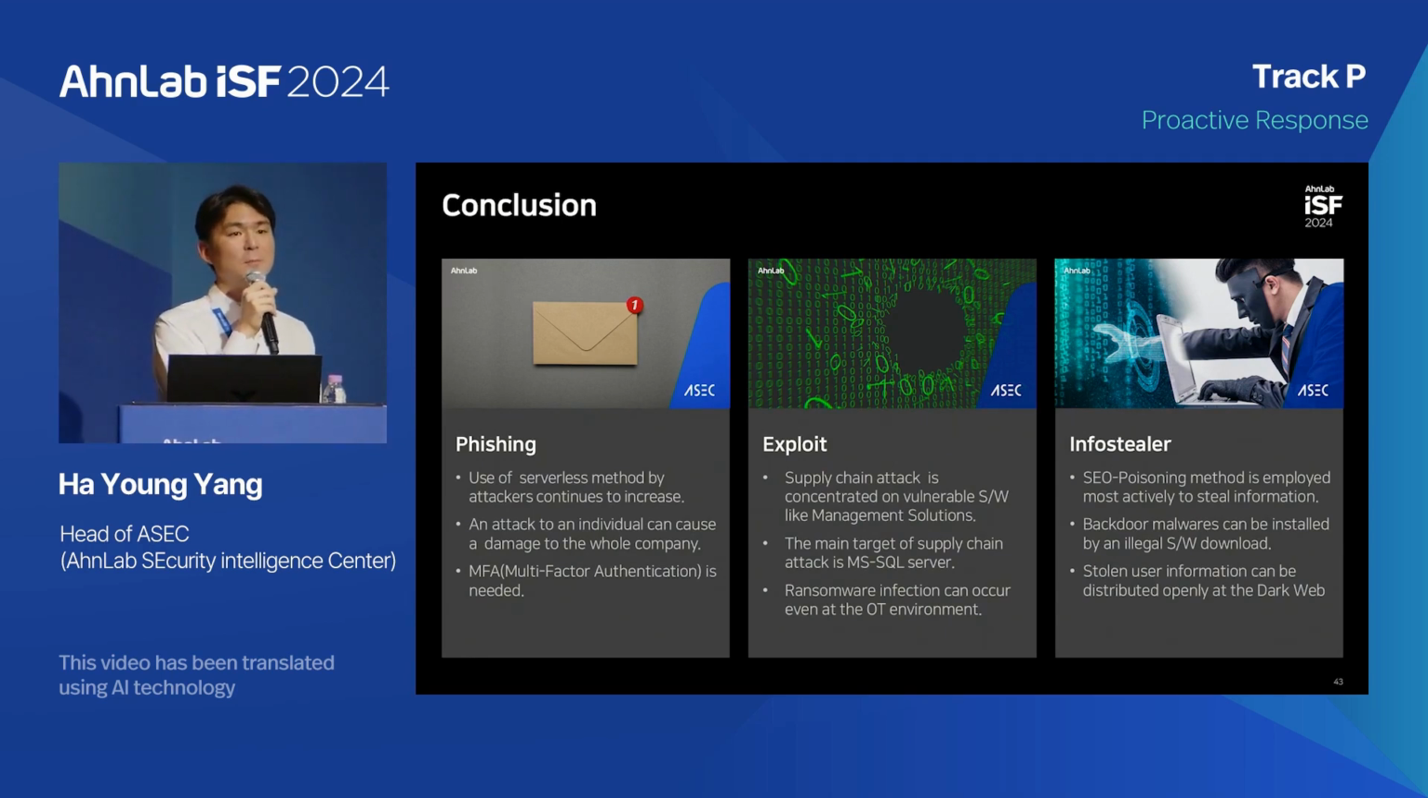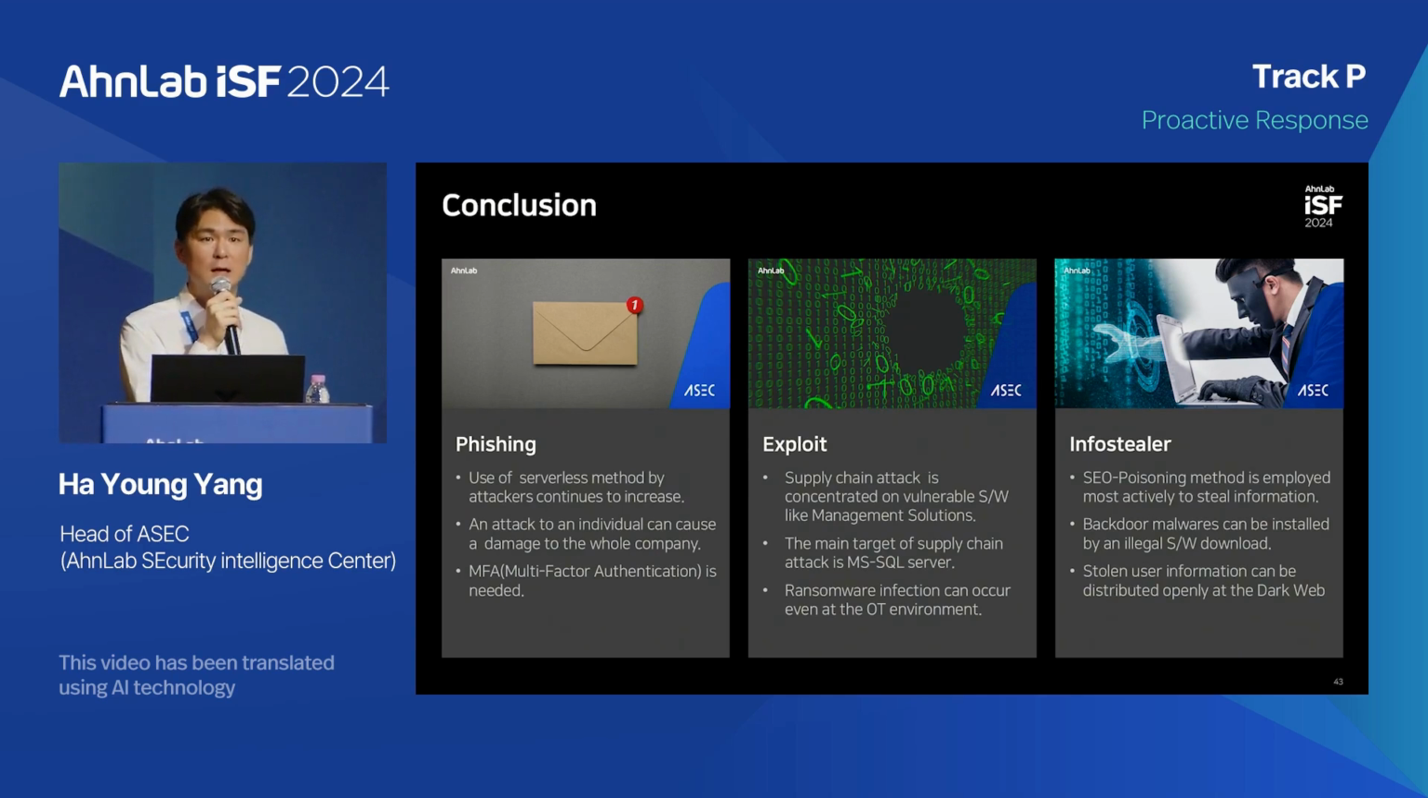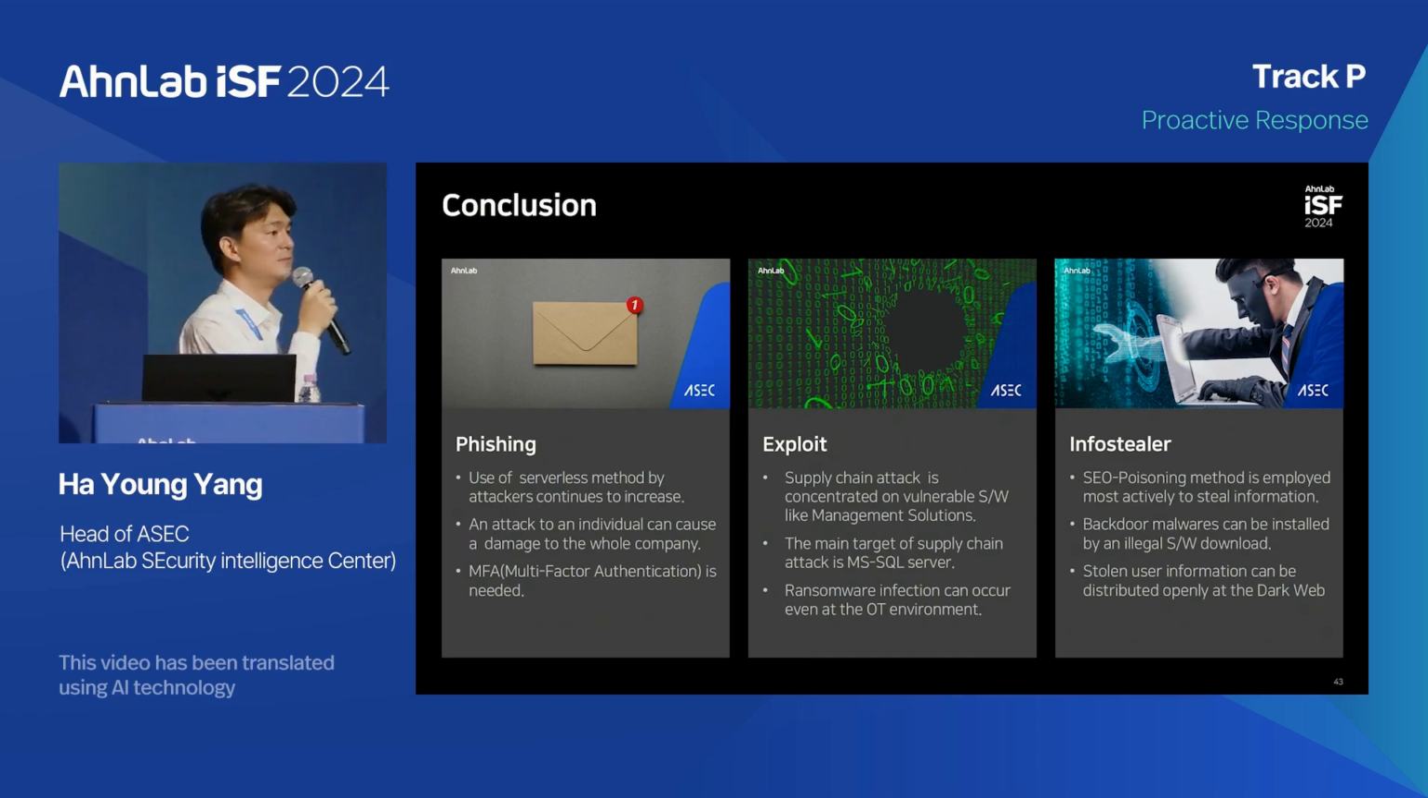Regarding exploits, supply chain security issues continue to be a hot topic. Attacks utilizing vulnerabilities in domestic software indicate that APT attacks are being carried out very actively. Attacks exploiting MS SQL vulnerabilities are currently the most active. Even in an OT environment, it is possible to be infected by ransomware.